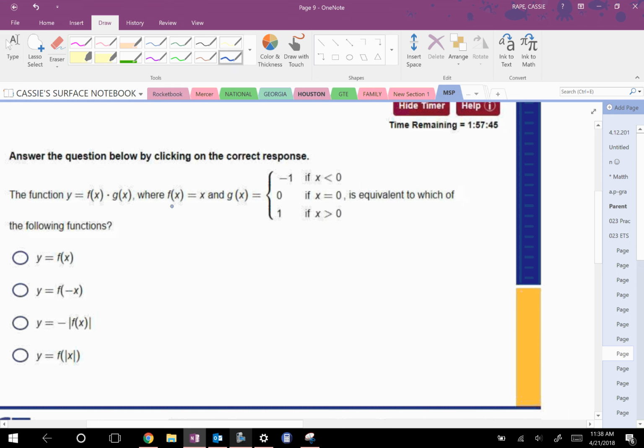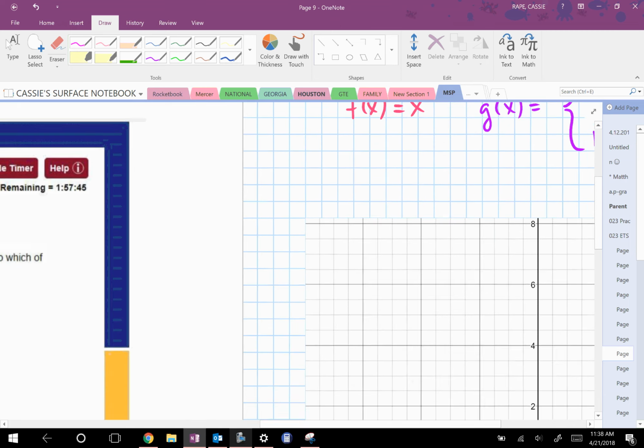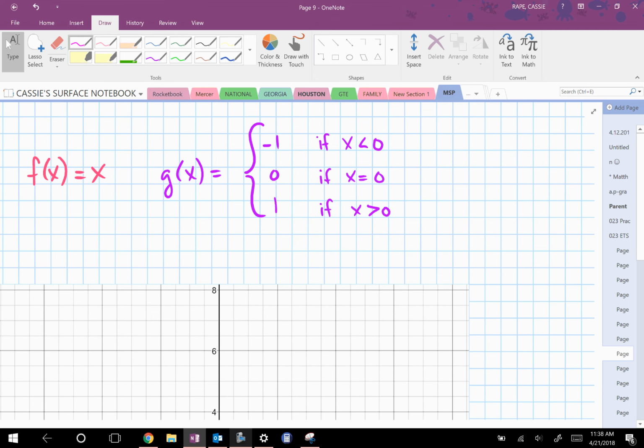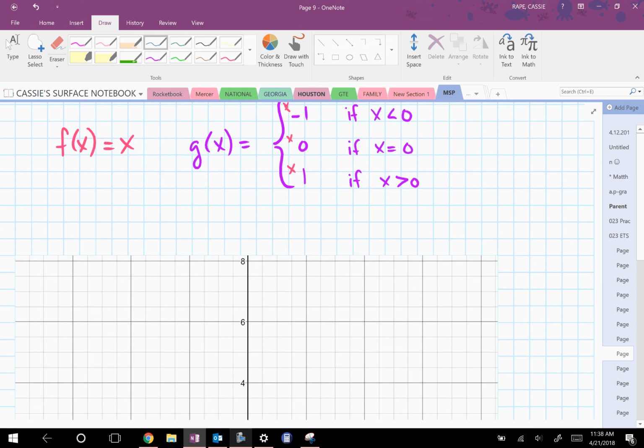When you're multiplying f of x times g of x, and g of x is a piecewise defined function, basically you're multiplying that x, the f of x equals x, times each one of these. So f of x times g of x is still going to be a piecewise defined function, but it's going to be negative x if x is less than 0. X times 0 is 0, so it's going to be 0 if x equals 0. And it's going to be positive x if x is greater than 0.